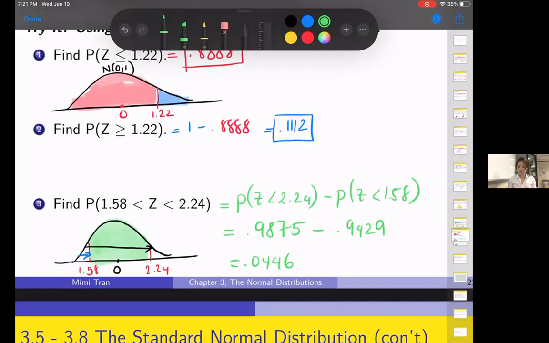Oh no, something's wrong. Oh no, nothing is wrong. My picture is wrong, my answer is correct. I'm so sorry. Let me fix my picture. 1.58 should not be on the left of 0; that's a negative value. It's been a long day. 1.58 should be right here, on the right of 0, and then we have a tiny little green area. It should be small, even smaller than this. I just have to show you some area. Okay, all right, that's it, and then we're going to continue.